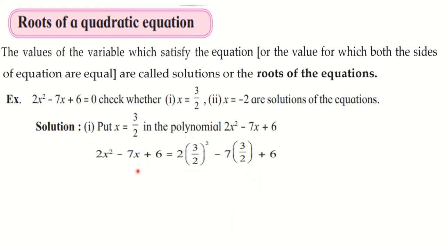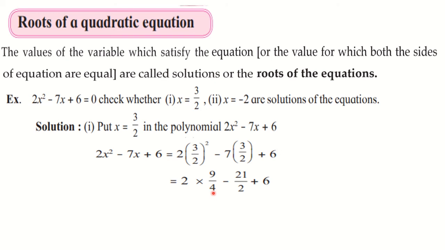See, this is your LHS. 2 into the bracket 3 upon 2 the whole square, minus 7 into 3 upon 2, plus 6. In place of x we are writing 3 upon 2. Now 3 square is 9 and 2 square is 4, so here you will get 9 upon 4. Then 3 into 7 is 21 upon 2, and plus 6 as it is. Here 2 and 2 you can cancel, so you will get 9 upon 2.